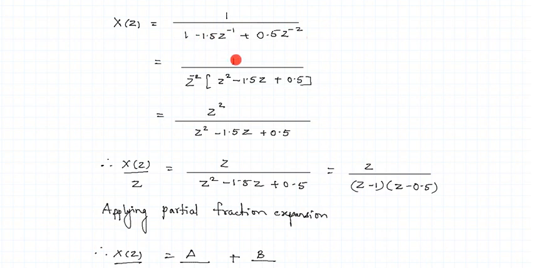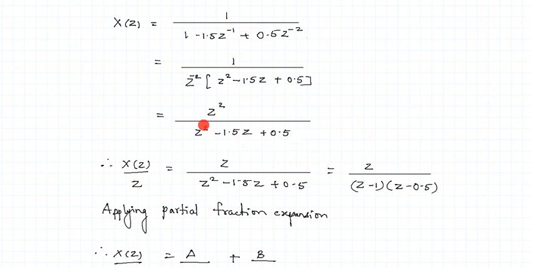1.5 z inverse becomes 1.5 z. 0.5 z raised to minus 2 becomes 0.5. So by taking z raised to minus 2 common, I have got an equation which is all with now a positive power of z. We will put the z raised to minus 2 in the numerator, so we get it to be z square. So z square upon z square minus 1.5z plus 0.5.